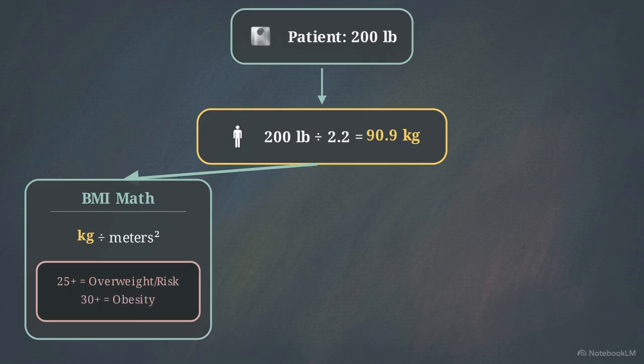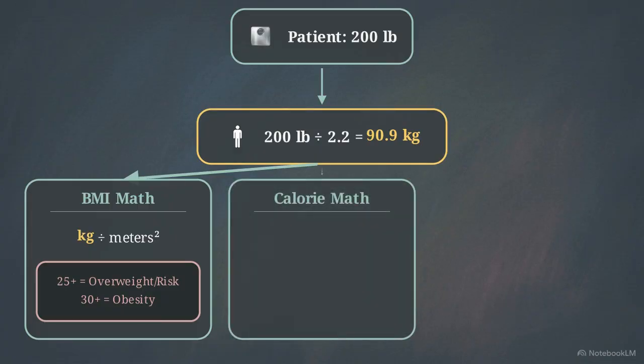The center branch calculates daily calories. For a healthy adult, maintenance requires multiplying their kilogram weight by 25 to 30 calories. If the clinical goal is weight loss, you apply a strict 500-calorie daily deficit, which equals 1 pound of fat lost per week. The right branch determines protein requirements.